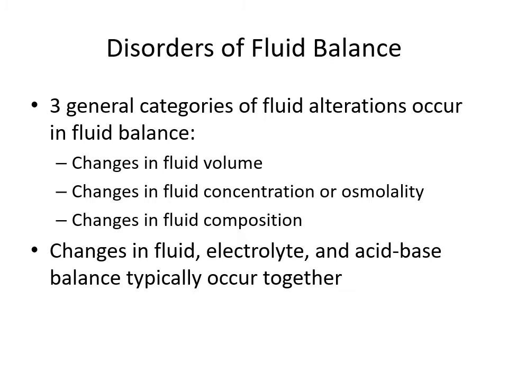The three general categories of fluid alterations that can occur in fluid balance are changes in fluid volume, changes in fluid concentration or osmolality, and changes in fluid composition. The reason why this all ties together, before we go on to talk about acid-base balance, is that changes in fluid, electrolyte, and acid-base balance occur together. We're looking at a dynamic balance, where as electrolytes change, acid-base changes, and as acid-base changes, it's usually because something's going on with the fluids, and so on.